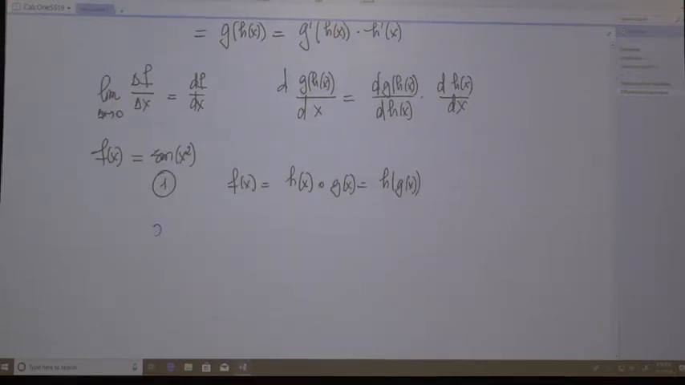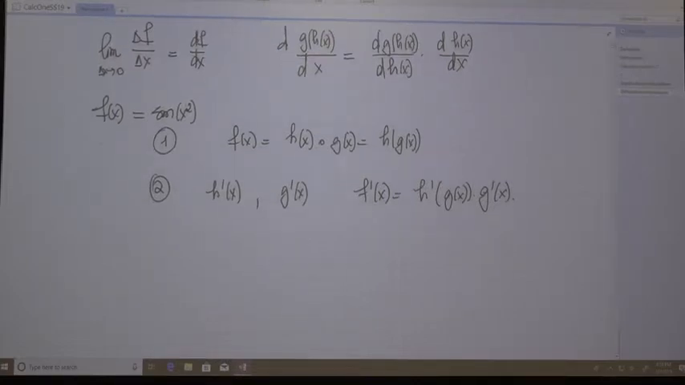Then, in the second step, find the derivative of h, find the derivative of g, then find the derivative of f of x by multiplying h prime of g of x multiplied by g prime of x. Okay? At every step, in every example for the chain rule, we have to do this thing. Okay? So let's start with the first step.